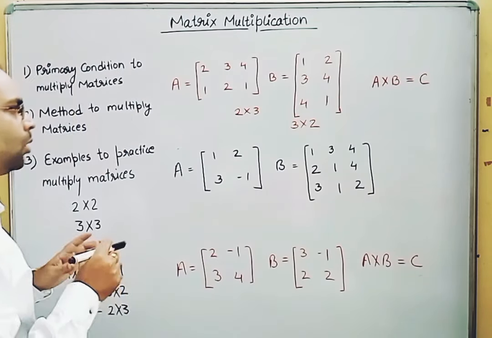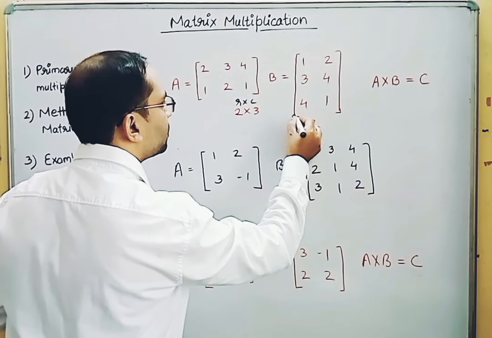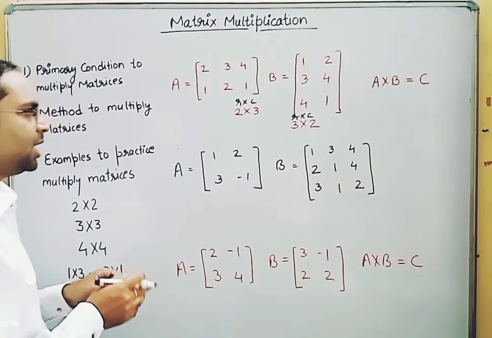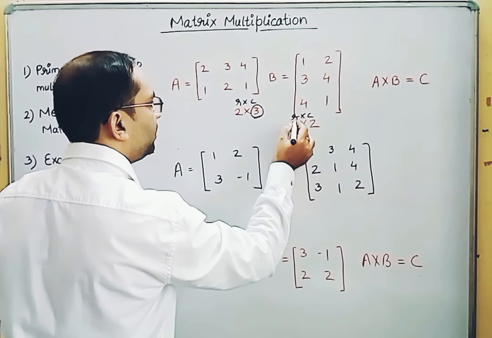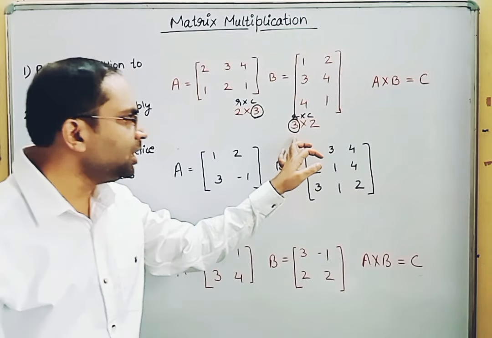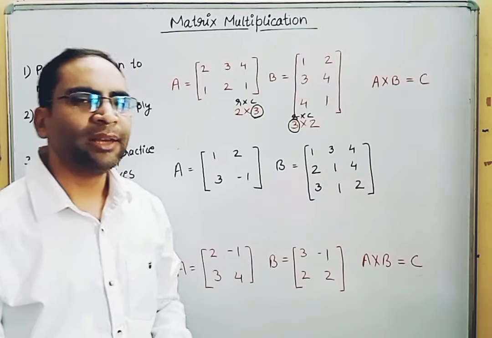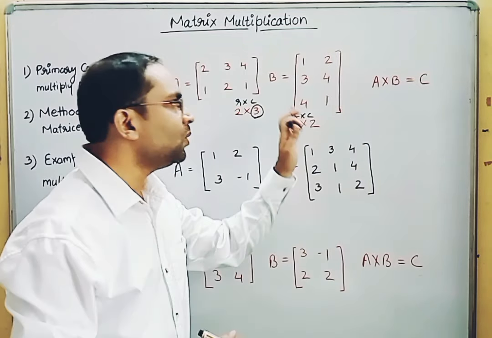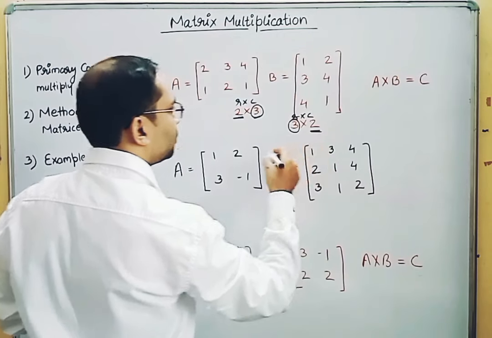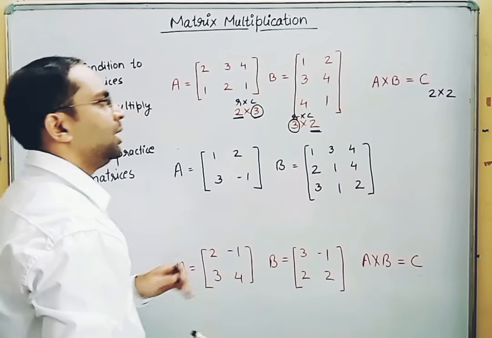So first of all, we have identified the order. Now in the orders, this is row into column, and this is also row into column. To multiply two matrices, the number of columns of the first matrix must be equal to the number of rows of the second matrix. This is the primary condition. Then we can multiply these two matrices, otherwise we will not be able to multiply. What will the resultant matrix be? We take the rows of the first and the columns of the second, so the resultant would be 2 cross 2. You can see this is 2 and this is 2. So this is the primary condition.